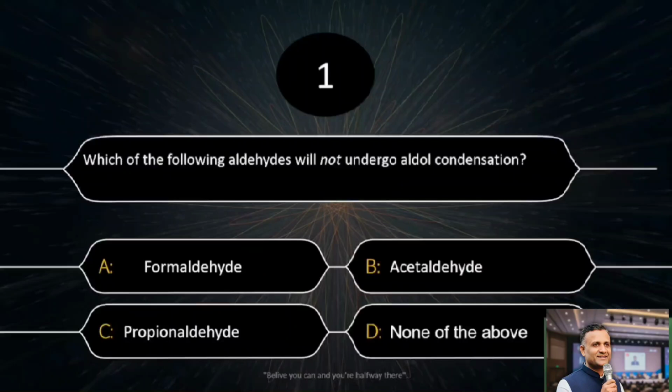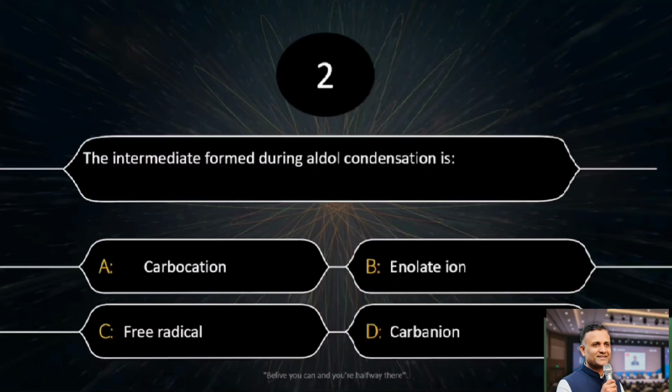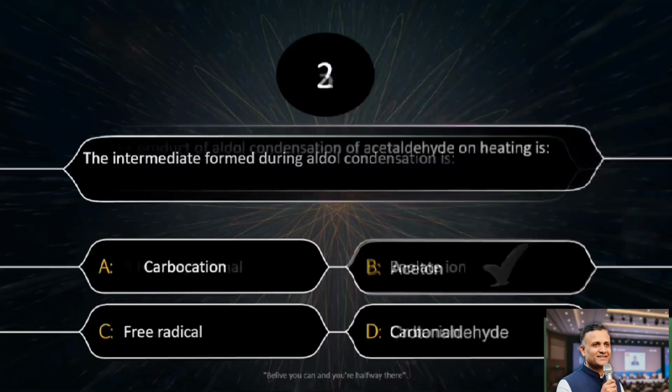Let's test your understanding with few quick MCQs. First MCQ, which of the following aldehydes will not undergo aldol condensation? Option A formaldehyde, option B acetaldehyde, option C propanaldehyde, option D none of the above. The correct answer is formaldehyde. Question number 2. The intermediate formed during aldol condensation is option A carbocation, option B enolate ion, option C free radical, option D carbonyl. The correct answer is enolate ion.